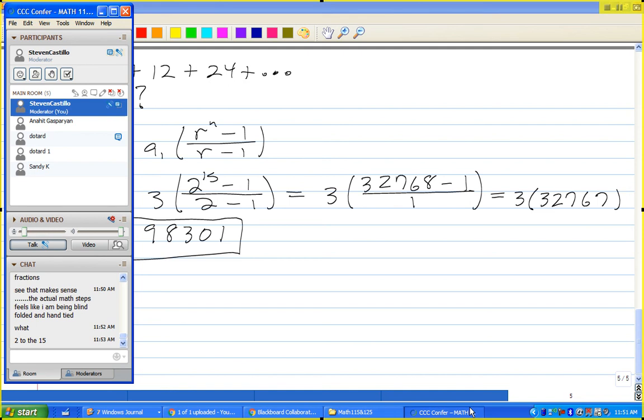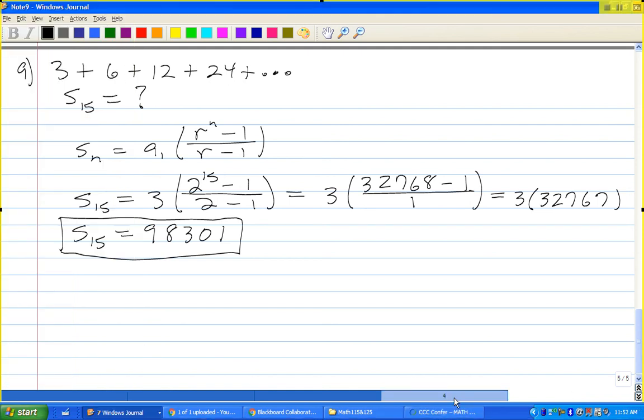2 to the power 15 is 32,768. 2 times 2 is 4, times 2 is 8, times 2 is 16, times 2 is 32, times 2 is 64. Just keep multiplying by 2.